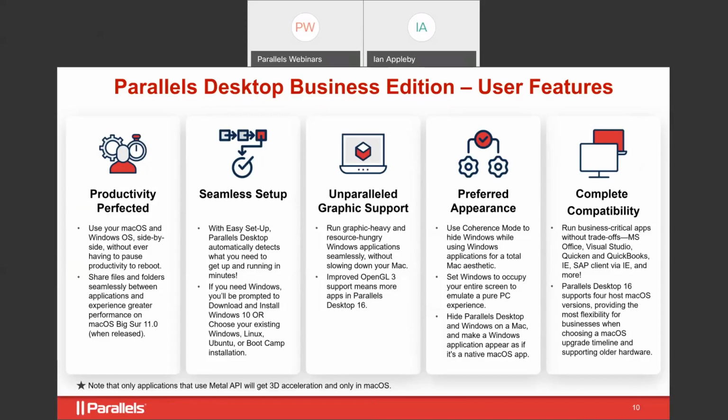And as I said earlier, Parallels Desktop 16, the current version launched on August the 11th, will support 4 host Mac OS versions, right back to High Sierra, so that if you don't want to upgrade your hardware, then you can still use old operating systems. You don't have to have the very, very latest in order to use our products.